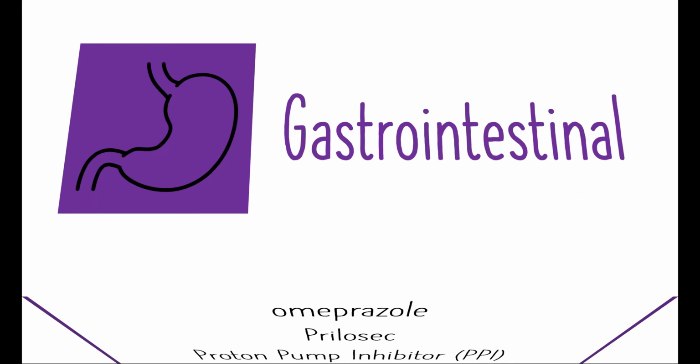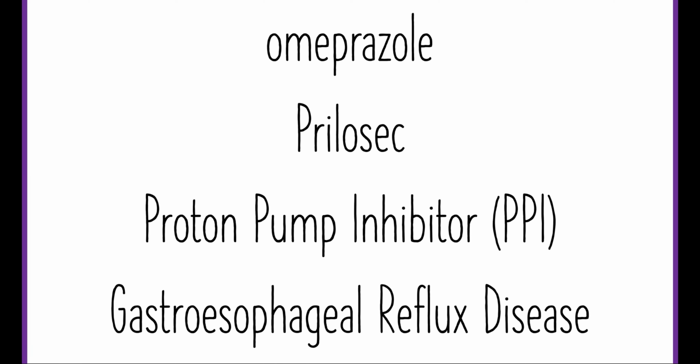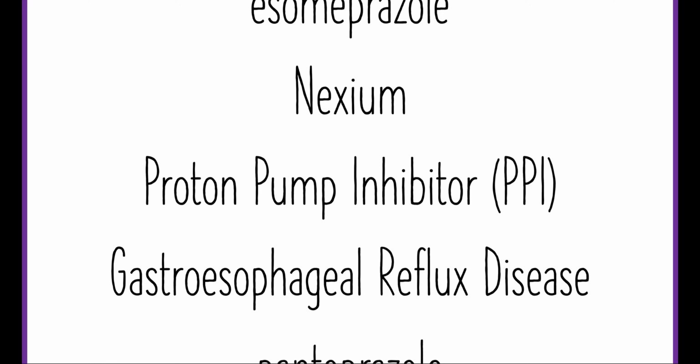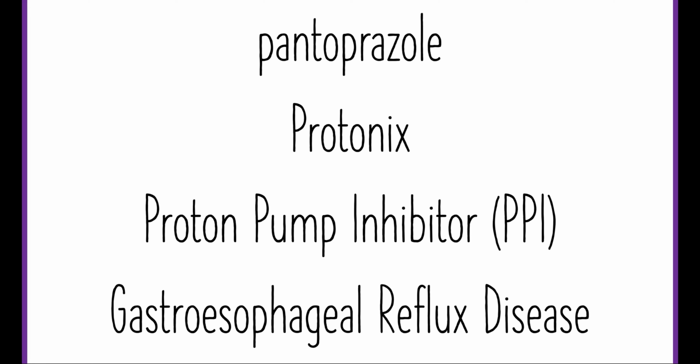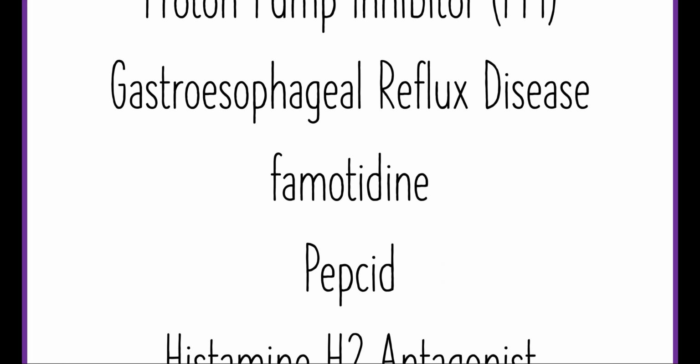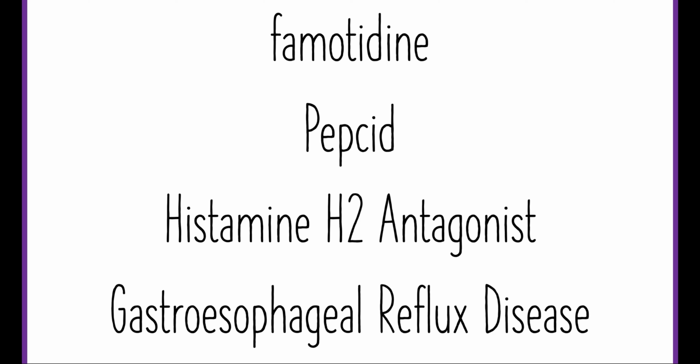Gastrointestinal drugs. Omeprazole or Prilosec is a proton pump inhibitor or PPI for gastroesophageal reflux disease or GERD. Esomeprazole or Nexium is a PPI for GERD. Pantoprazole or Protonix is a PPI for GERD. Lansoprazole or Prevacid is a PPI for GERD. Famotidine or Pepcid is a histamine H2 antagonist for GERD.